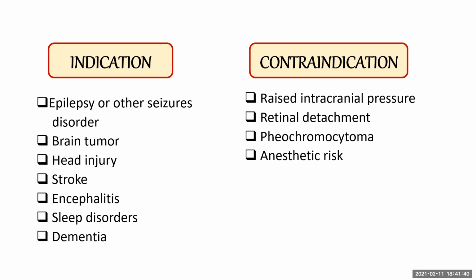As for the contraindication, this procedure cannot be performed for those who have raised intracranial pressure, retinal detachment, pheochromocytoma, and anesthetic risk. Why anesthetic risk? Because in this kind of patient, maybe they are not able to cooperate in this procedure, and also because of the effect of the medication itself. So it might affect the results of the EEG. Next slide.